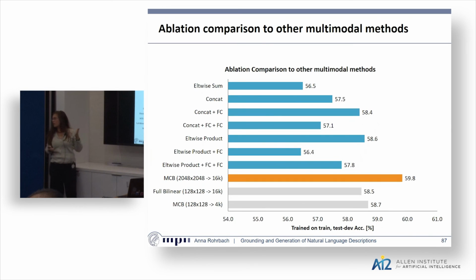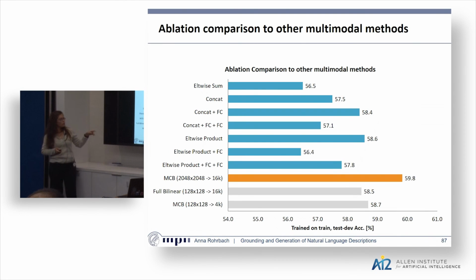So ablation studies, which we do with respect to concatenation, element-wise product, and different variations, like integrating more fully connected layers to increase the number of parameters, they all show that this multimodal compact bilinear pooling is still doing best. So definitely it is capturing these interactions in a better way than these other versions.